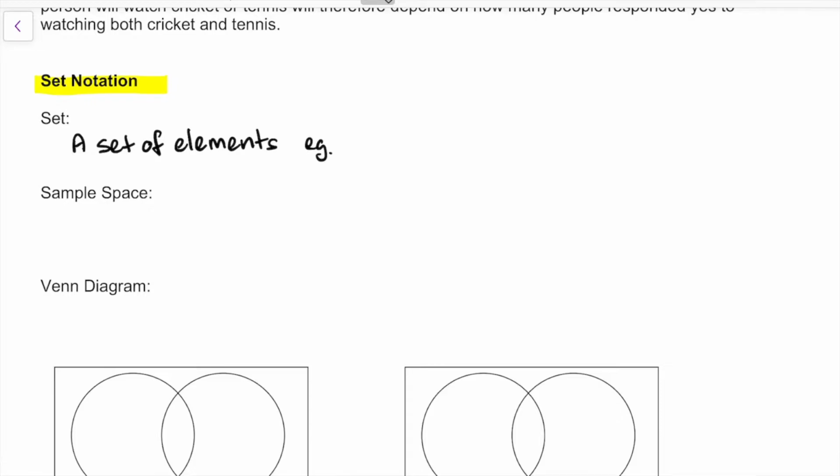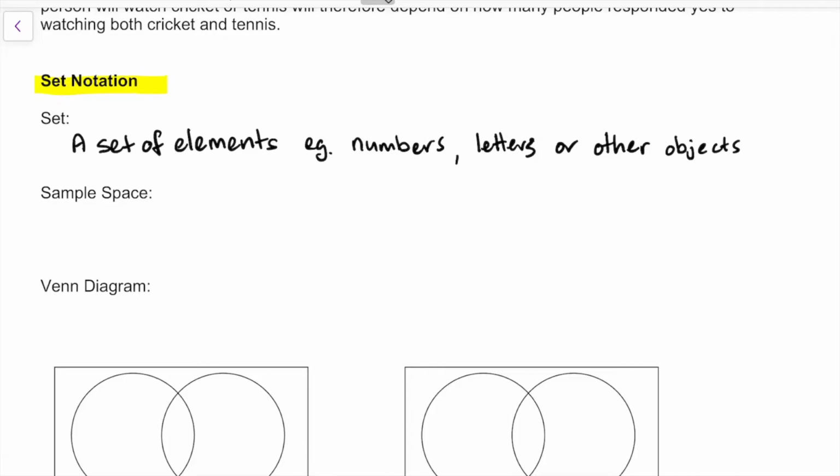For example, it could be numbers, it could be letters, or other objects. Usually though, numbers and letters. The sample space is that entire group of elements as a list usually. So it's the whole sample space, and the set is something that's within it.